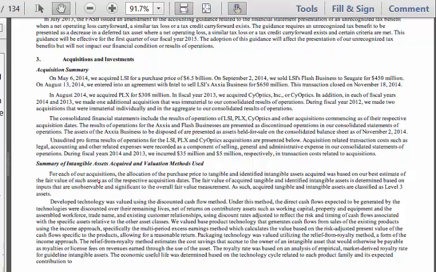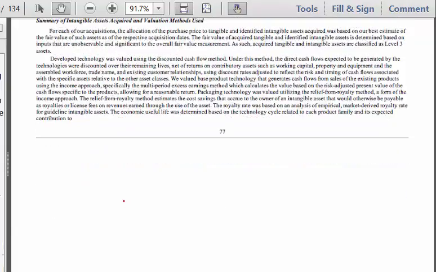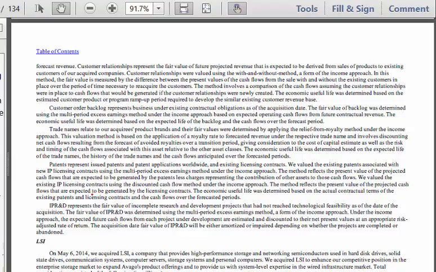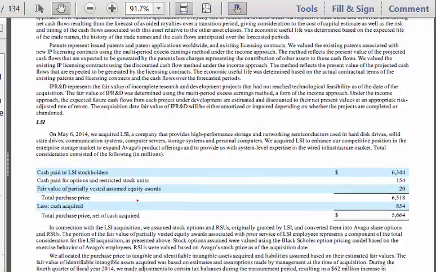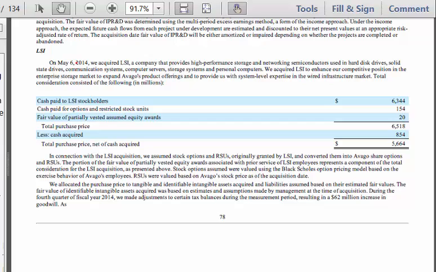Okay, for each acquisition, the allocation of purchase price goes to tangible and intangibles based on fair value, blah, blah, blah. So this is some generic language. All right, so here's the LSI acquisition. So on May 14, we bought LSI. We paid a bunch of money. We paid their shareholders. We cashed out the options. We assumed some stuff. We paid $6.5 billion, but they had a bunch of cash, so really we paid a net $5.5 billion. Okay, so that $5.5 billion.